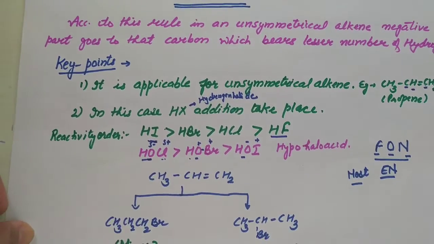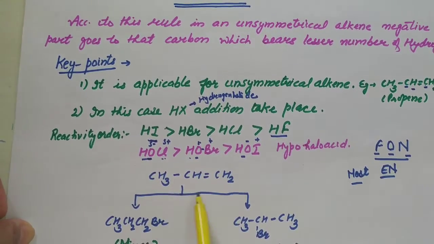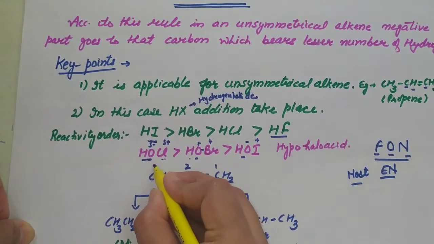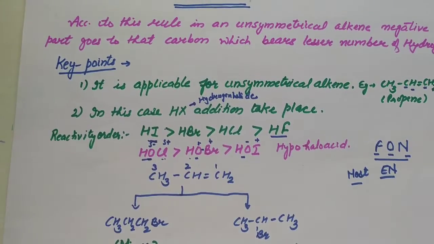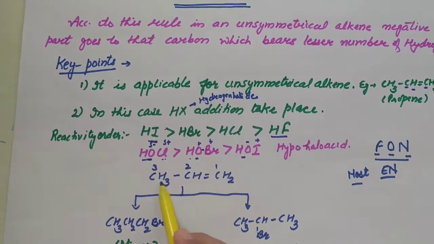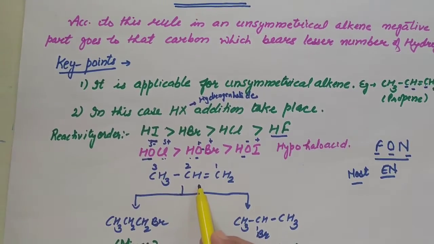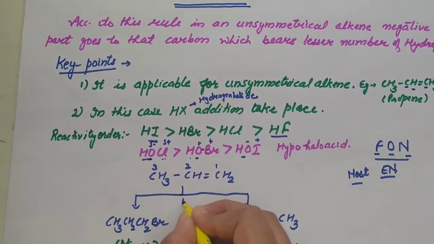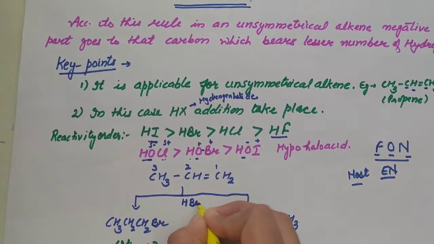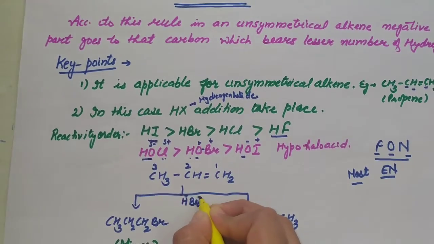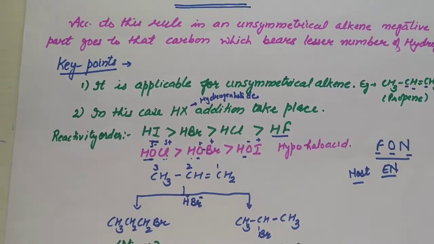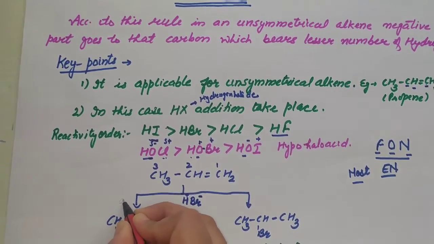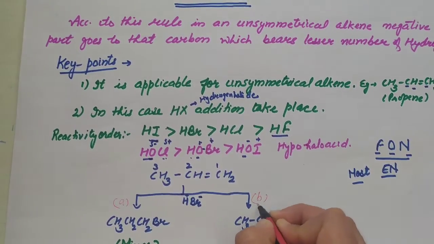Now I am taking an example of the Markovnikov rule. For example, I have taken propene, 1, 2, 3. It is a three carbon chain with a double bond present. Three means prop and a double bond means ene, so it is propene. In this case, if I add HBr, H positive and Br negative, there are two routes followed to form the product. This one is route A and this one is route B.